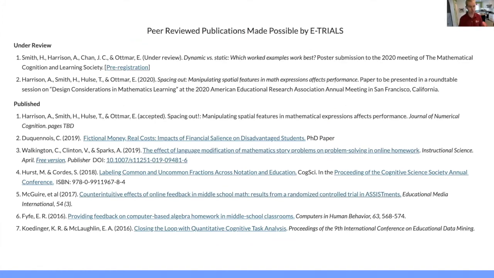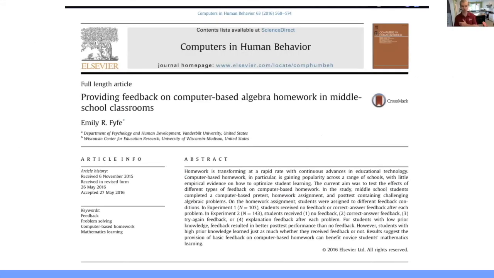I'm super proud. Here are 9 studies that have been written by other people. You will notice my name is not on them. Emily Fife was the first person to do one. She, of course, says nice things in her paper about using a systems platform, but she had a hypothesis that seemed reasonable at the time. She really believed that high-knowledge kids shouldn't be given feedback. You should delay feedback for them. That's not what she found.